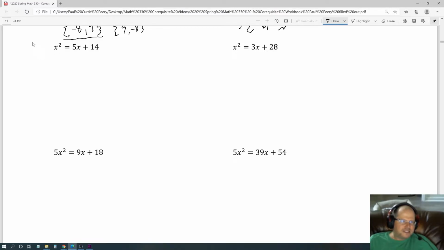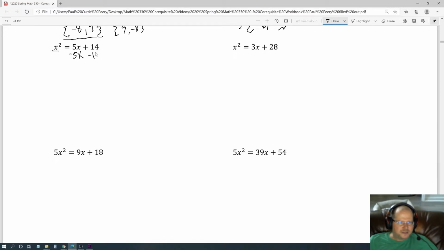Now, you can't use the zero factor property unless you set the quadratic equal to 0. So in this case right here, I have x squared on one side, so it is a quadratic, it's second power, but it's not equal to 0. And since it's not equal to 0, I can't use the zero factor property. So, first step is to set it equal to 0.